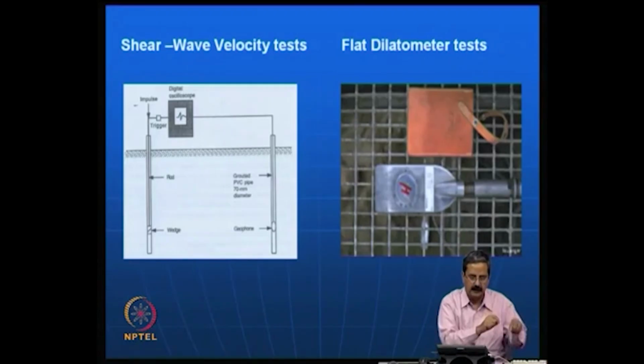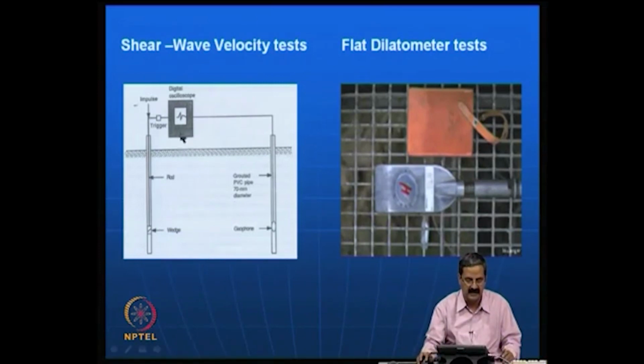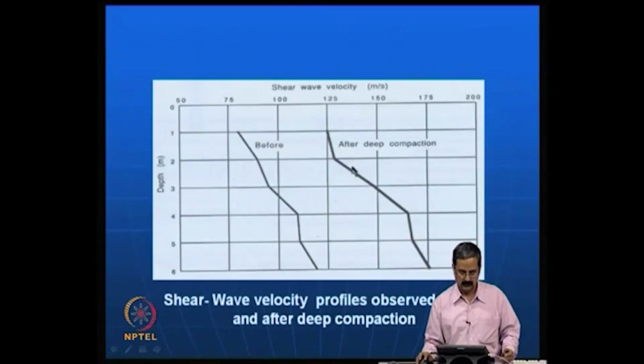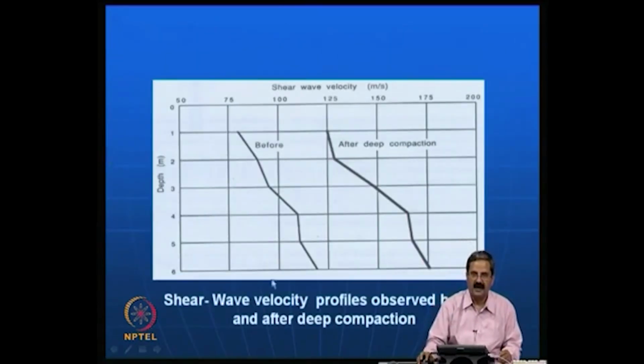you just have an impulse created, and you also have a pickup. Say for example, in this case you have an impulse here, then you have a rod here, you have a wedge, then it is picked up by a geophone, and then based on this you have shear modulus measurements, Young's modulus measurements, and all that. So, you can see the difference here: before dynamic compaction, the shear wave velocity values are like this, whereas after deep compaction it can be like this.